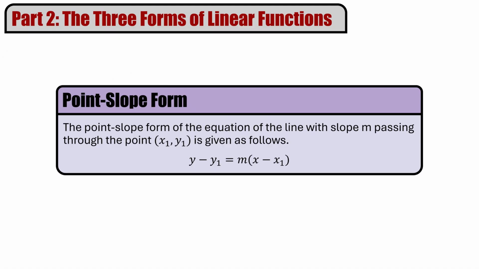Now we're in part 2, where we look at the 3 main forms of linear equations. The first one is called the point-slope form. Point-slope form is useful when we know 2 things: the slope of a line, and one point that lies on the line. If we know a point (x1, y1) and the slope m, then we can write the equation like this. y minus y1 equals m times (x minus x1). This equation is basically saying, starting from the point (x1, y1), the slope tells us how the line moves. Point-slope form is great when the problem gives us a point and a slope directly.